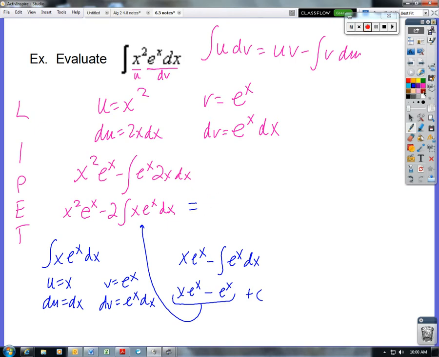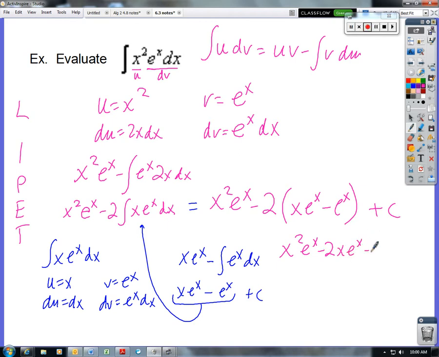And we'll go back to our raspberry color. x squared e to the x minus 2 times parenthesis x e to the x minus e to the x. I'm just going to put my plus c on the very end. Okay, none of this is really going to be simplified, but if we want, we could distribute the 2. That's going to actually be a plus, right? e to the x plus c.